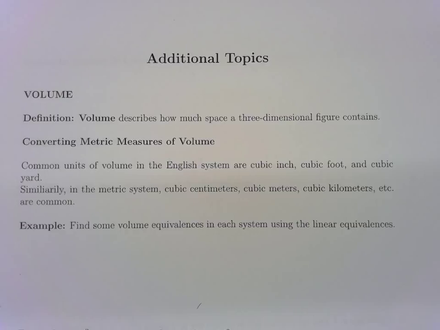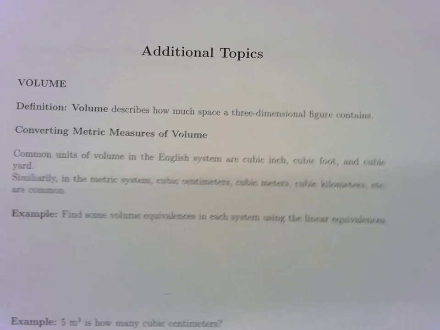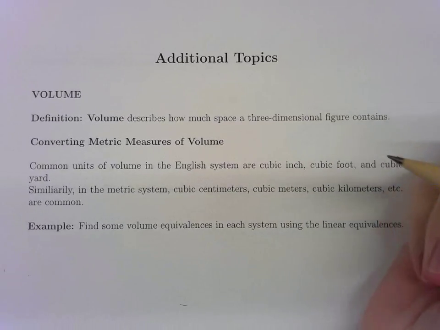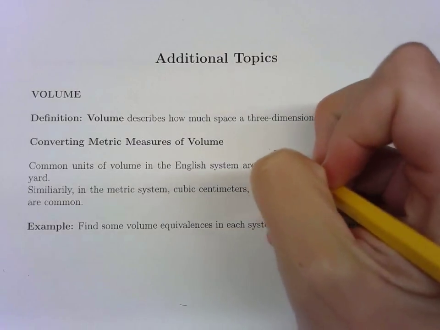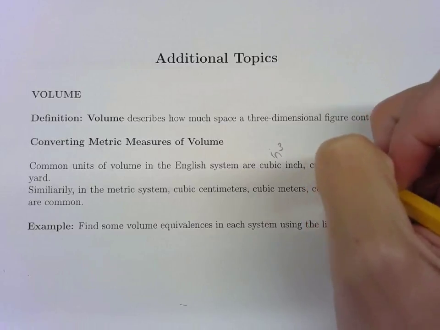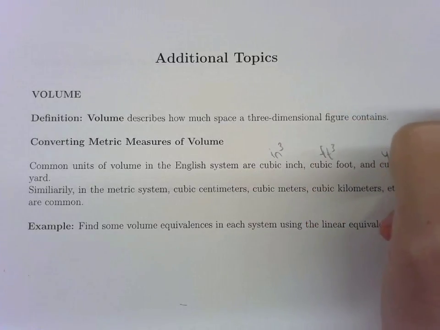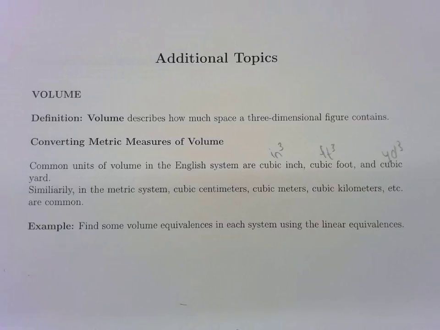Okay, so converting metric measures of volume. This is the first thing we're going to do. It says common units of volume in the English system are the cubic inch, cubic foot, and cubic yard. Just like how we did area, remember for area we had square inch or square foot. This way we're going to do inch cubed or feet cubed, or yards cubed. Okay, so those are our units for volume. In the metric system, we have cubic centimeters, cubic meters, cubic kilometers, and those are all common.